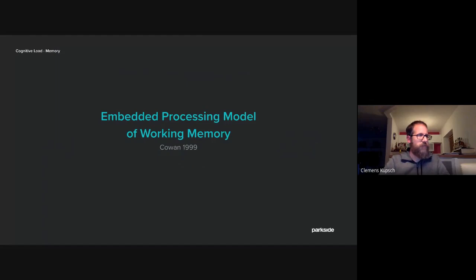Good. Oh no, another one. Embedded processing model of working memory. I know you might still be thinking about the other model, and no worries, I won't bother you with any details on this model, but it's important to know that there's another one. It came out in 1999 after some intense research Cowan did, and it's interesting for us because it added another ingredient to the whole understanding of how our working memory and our mental capacity is set up, and that's attention.